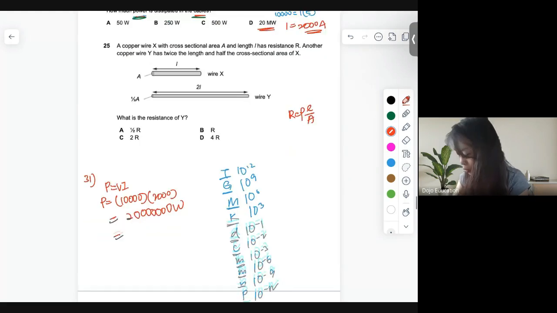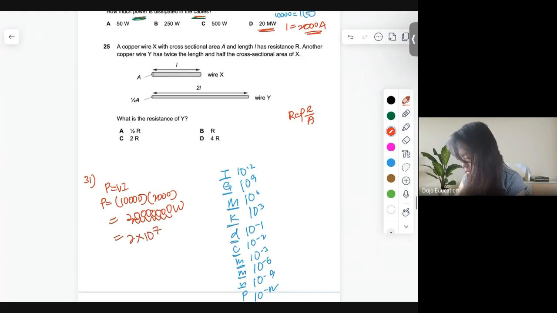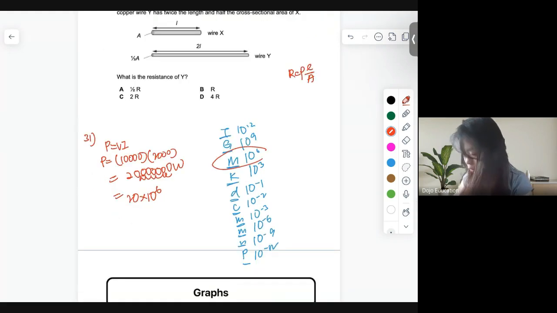and the option is mega, right? So I move 1, 2, 3, 4, 5, 6, 7. So it's 2 times 10 to the power 7. Okay, not 7. 1, 2, 3, 4, 5, 6: 20 times 10 to the power of 6, which corresponds with the M over here, and therefore it is 20 megawatts. So this is how you find the answer, by using the prefixes also.